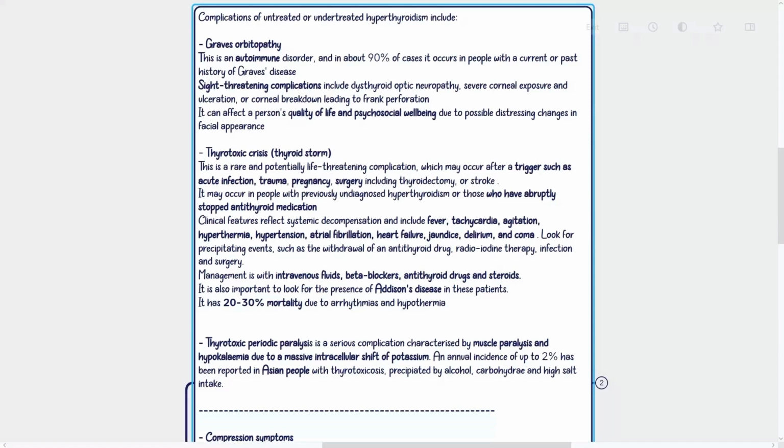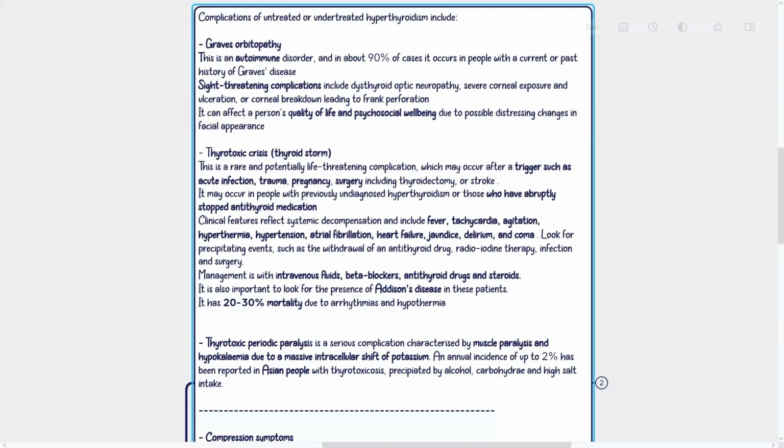Thyrotoxic crisis, thyroid storm. This is a rare and potentially life-threatening complication, which may occur after a trigger such as acute infection, trauma, pregnancy, surgery including thyroidectomy, or stroke. It may occur in people with previously undiagnosed hyperthyroidism, or those who have abruptly stopped antithyroid medication. Clinical features reflect systemic decompensation and include fever, tachycardia, agitation, hyperthermia, hypertension, atrial fibrillation, heart failure, jaundice, delirium, coma. Look for precipitating events, such as the withdrawal of an antithyroid drug, radioiodine therapy, infection and surgery.